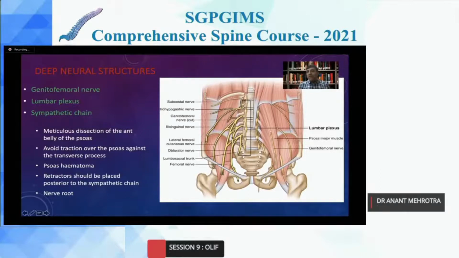Now, if you look carefully, the nerves associated with the lumbar plexus are much more medial in the lower part of the lumbar vertebrae. That is why, when you move more caudally, the lumbar plexus tends to become more superficial and more medial. That is why operating at the L5S1 level using the OLIF technique is slightly more tricky, because the lumbar plexus might come in your way and might get injured if you are not very careful. So these are the two nerves, the neural structures, which are very important in relation to the psoas muscle.